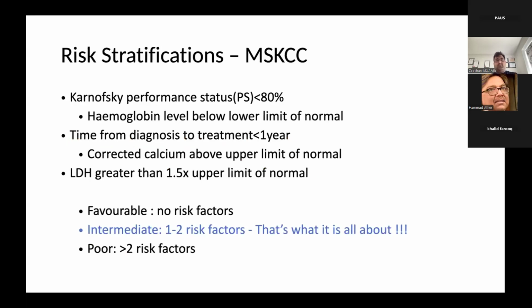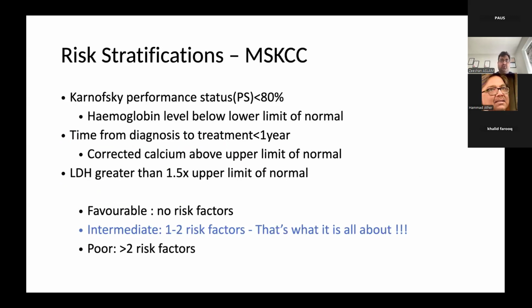Risk stratification wise, there are two criteria. One of them is MSKCC, Memorial Sloan Kettering, which takes into account performance status and certain blood counts, hemoglobin level, calcium, LDH, and time from diagnosis to treatment, less than 1 year. When you come across a patient presenting with metastatic disease, these are the things that you use to risk stratify them, which leads us further to decision making.